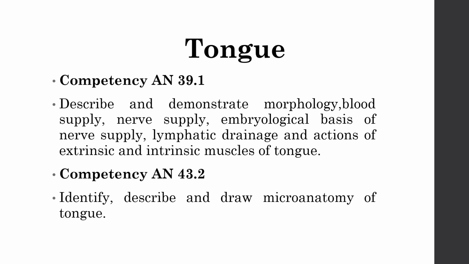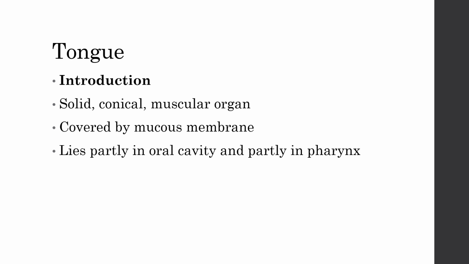Coming to the tongue, you should know to describe and demonstrate the morphology, the blood supply, nerve supply, the embryological basis of nerve supply, lymphatic drainage, actions of extrinsic and intrinsic muscles of the tongue, as well as the microanatomy of the tongue. Today we will see just the gross anatomy. The introduction: the tongue is a solid conical muscular organ.